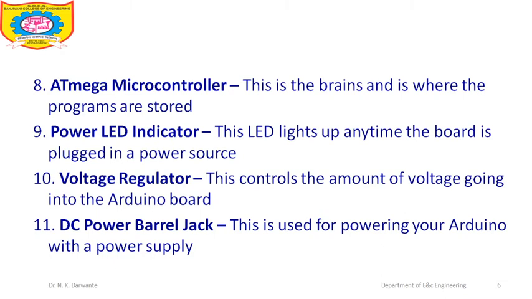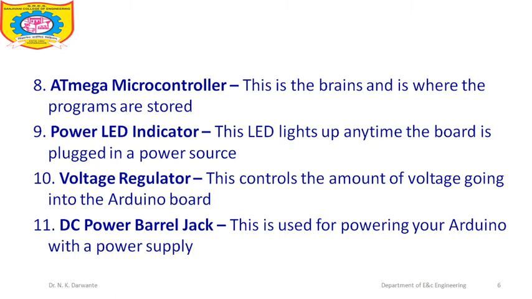Okay, and the range, as we have seen, is from 7 to 12 volts; any voltage in this range can be accepted by the Arduino board. Even if there are variations, the voltage regulators take care to provide the specific voltages to the microcontroller and all other peripheral parts.